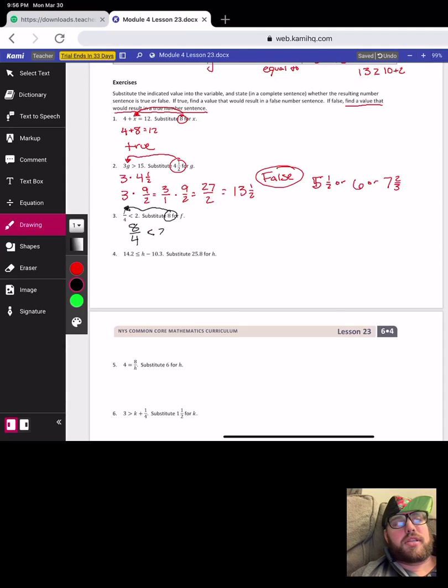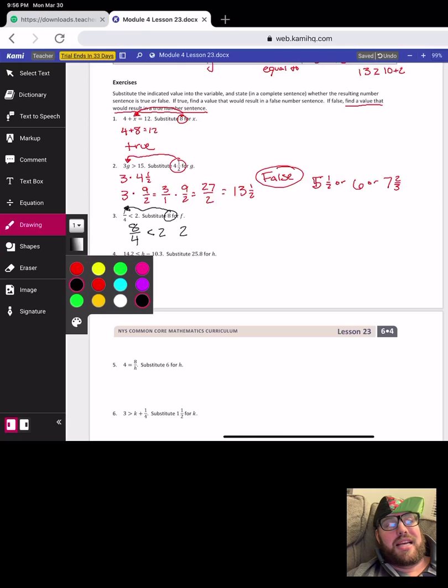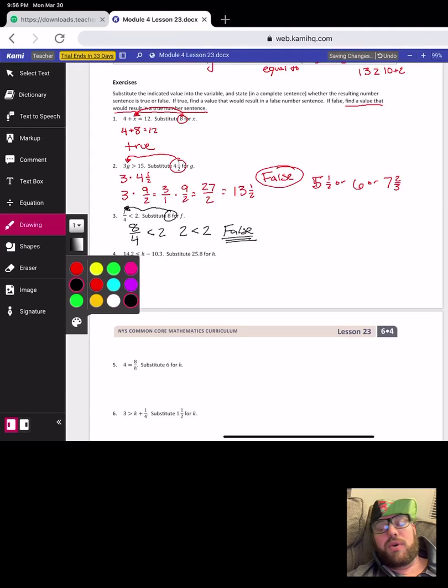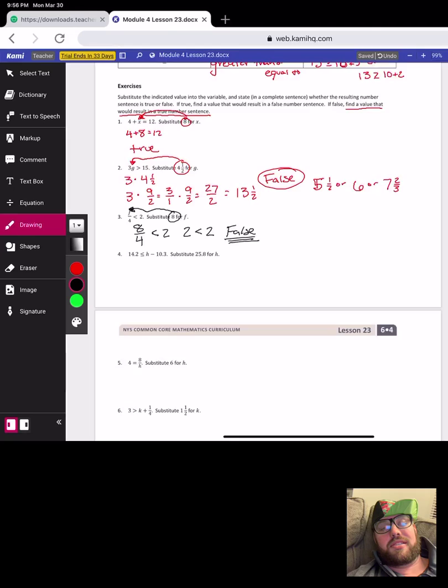Okay, look at my next one. I substitute 8 in for f. So 8 over 4 is less than 2. Okay, well, 8 divided by 4 is 2. 2 is less than 2. So that's false. I don't have an equal sign, so it can't be equal to. It just has to be less.